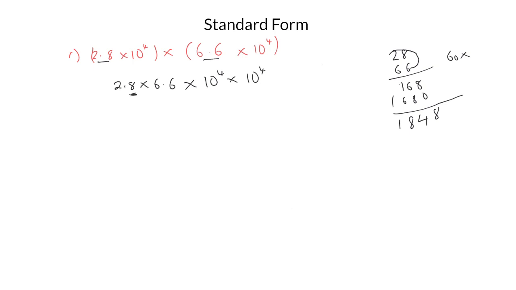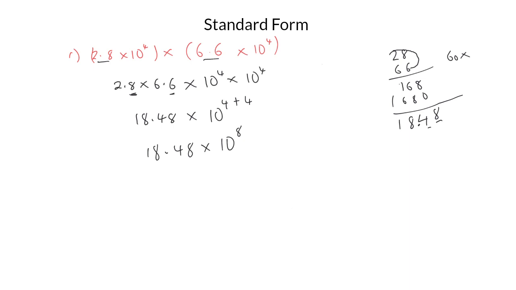We have one number here and one number here. So that makes 2. So you count two numbers, 1, 2, and then you put your decimal point. And that is saying what we have here is 18.48 multiplied by, again, we are using the power rule. So this will be 10 to the power 4 plus 4, and 18.48 multiplied by 10 to the power of 8.